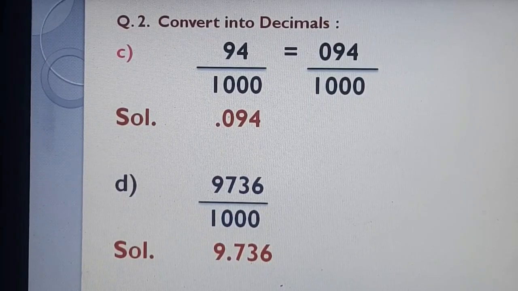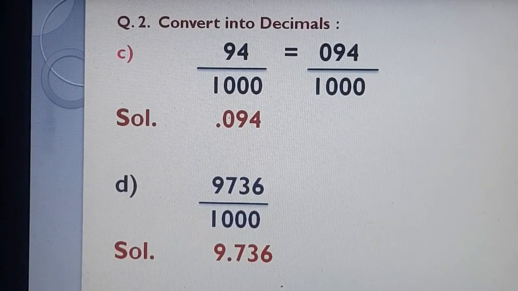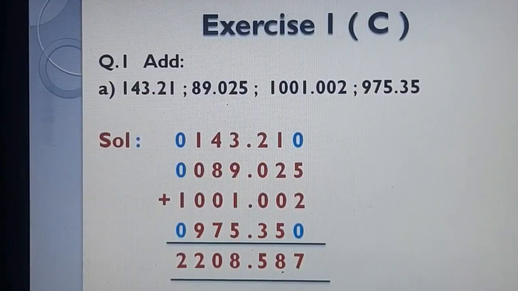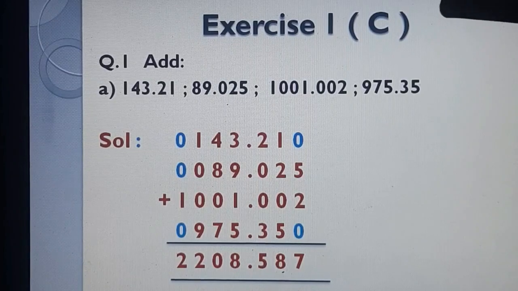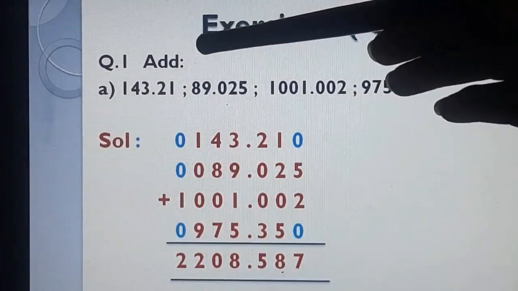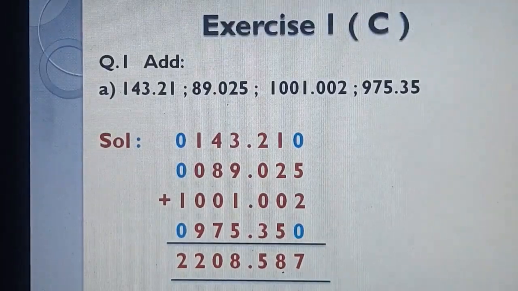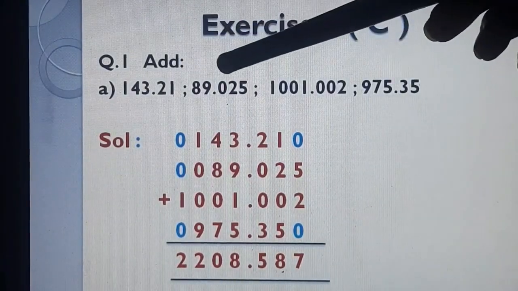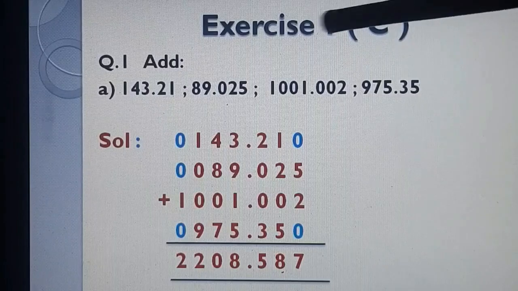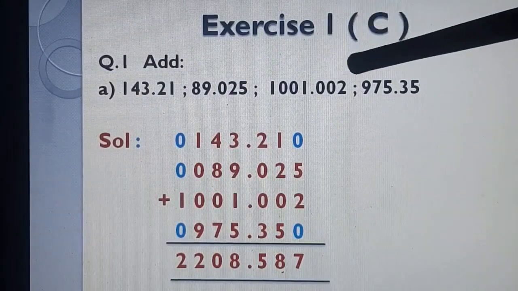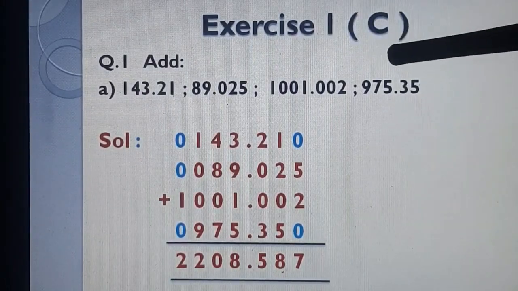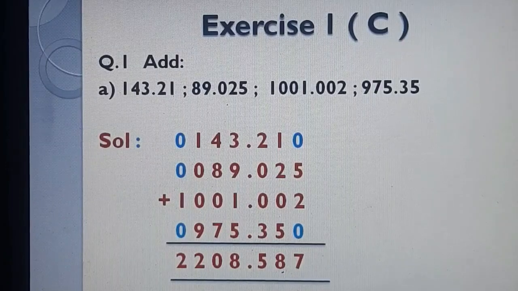Now we will do addition and subtraction of decimal numbers. Exercise 1C, question number 1. Add 143.21, 89.025, 1001.002, 975.35. We have to do addition of all these given numerals.